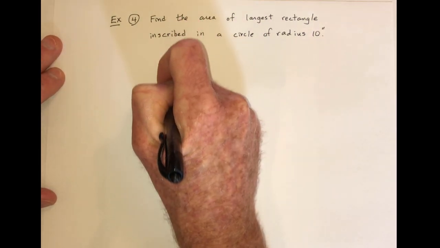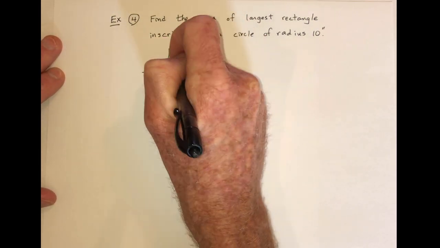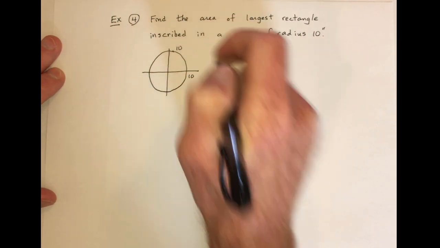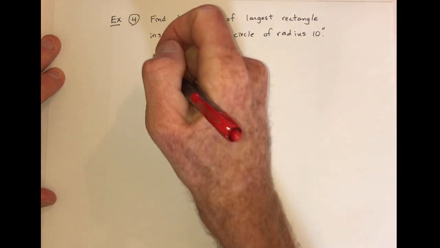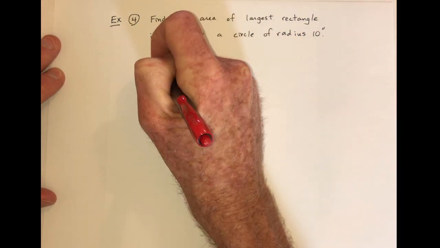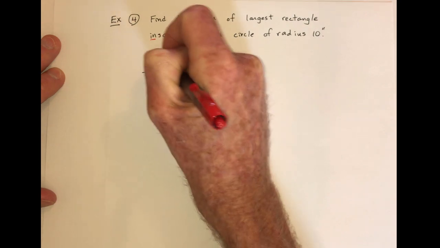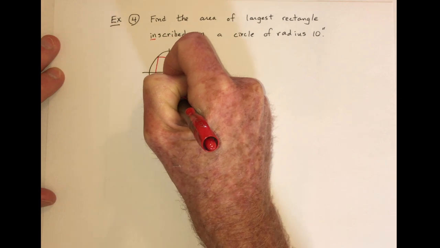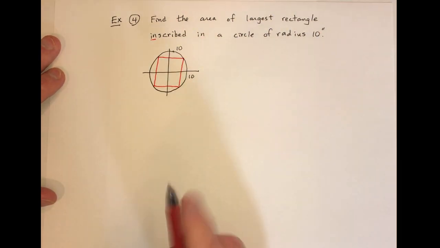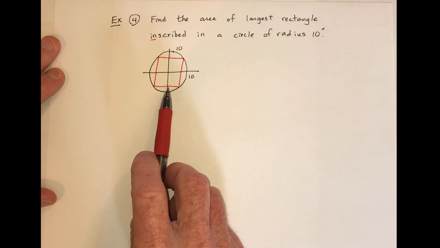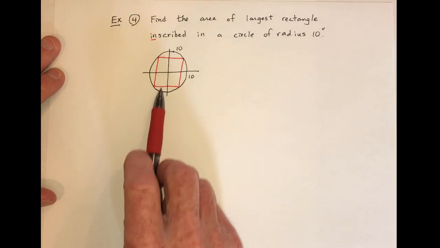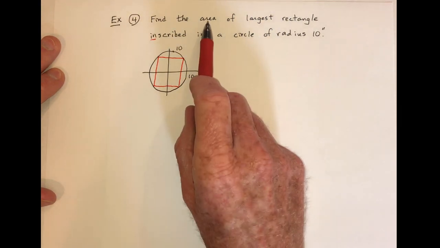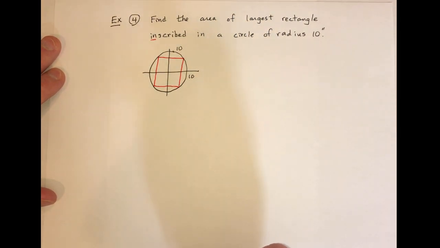In other words, if you have a circle and its radius is 10, and then inside of that you make a rectangle, you could make the rectangle sort of square looking like I did, or you could make a long skinny rectangle, but which one would have the biggest area? So find the area for the largest rectangle.